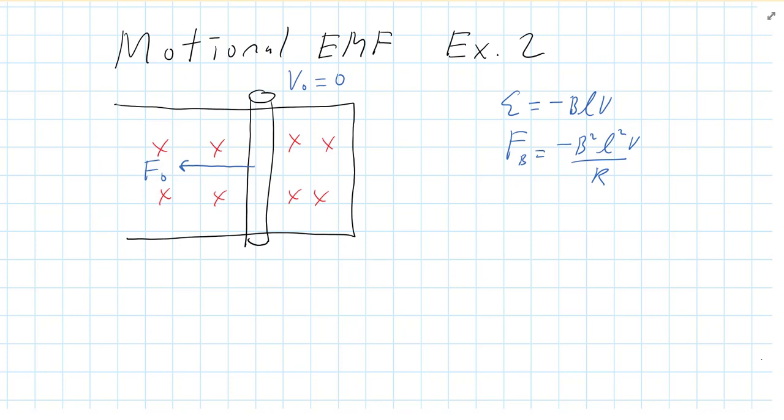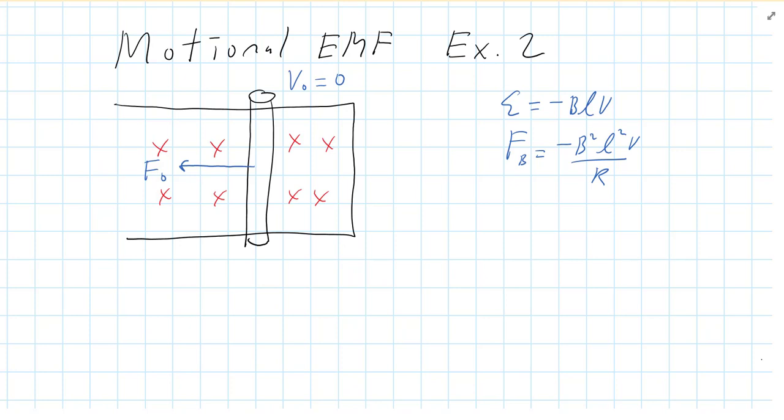You've got the rails that we had in the previous problem, a magnetic field. This time the bar is going to start from rest, and we're going to pull with a constant force F naught. And that could be anything, and I'll discuss that in a sec. But for now, it's just you pulling on the bar. And you're going to keep that force steady.